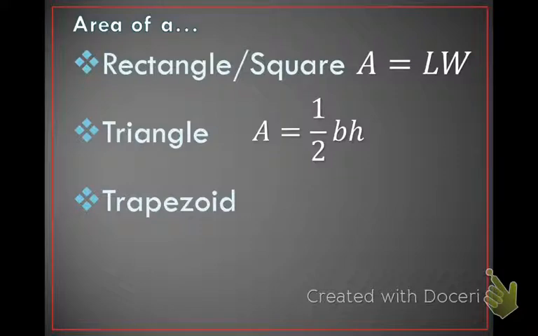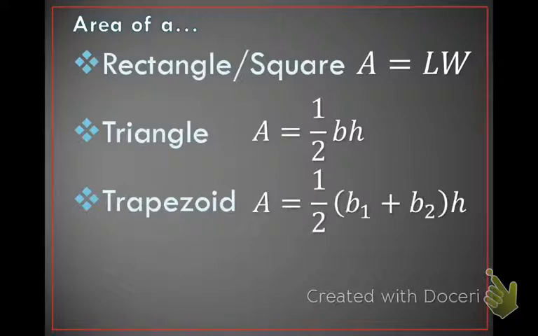Trapezoid. One half times base 1 plus base 2. Nope, plus sign. What do I know about those 2 bases of a trapezoid? What do they have to be? They have to be parallel to each other. One at the top, one at the bottom, unless they're left to right. But yes, you're thinking right.